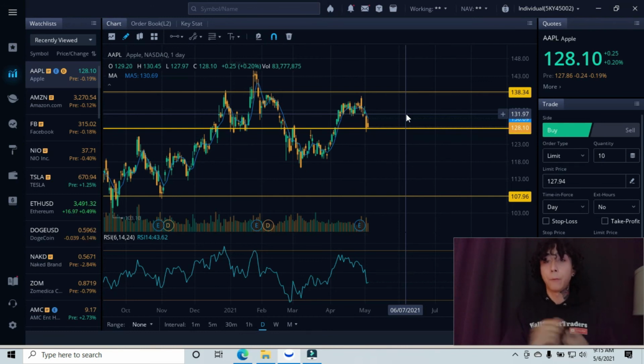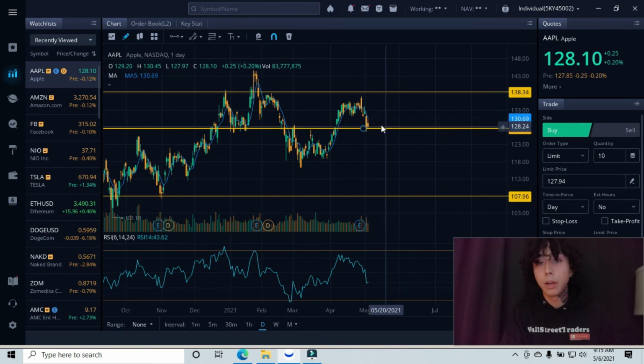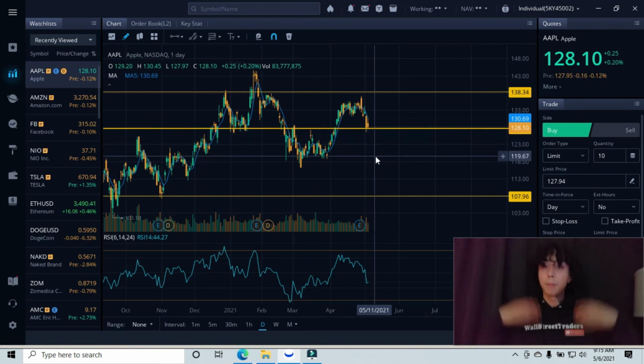Other than that, if we do not bounce from this area and we just break below this support level and we start coming down, I'll make another updated video in a day or so to give you guys another area where we could either pivot or bounce from. And so stay tuned for that.